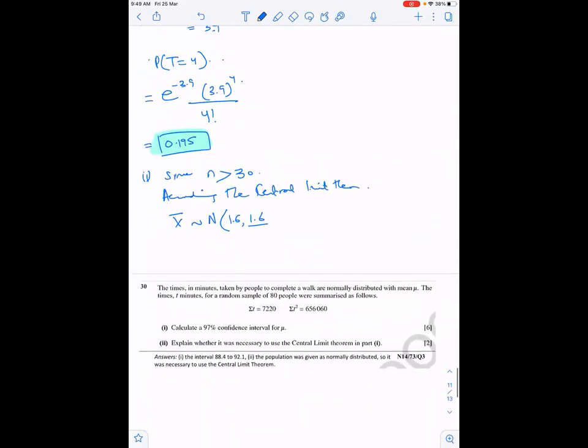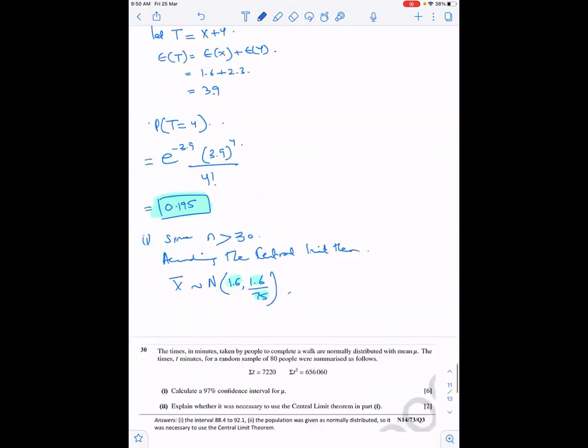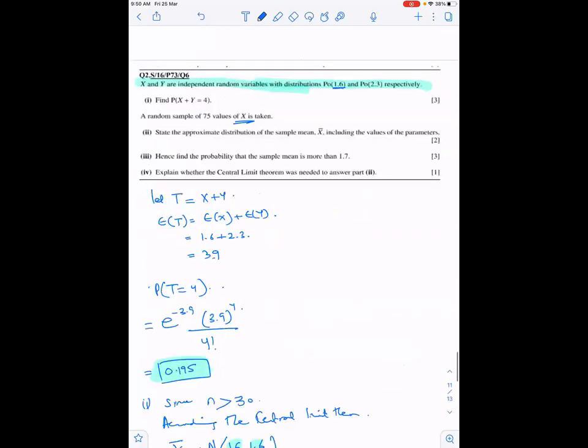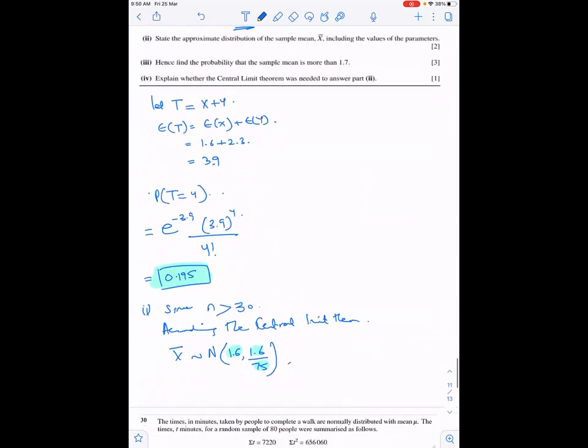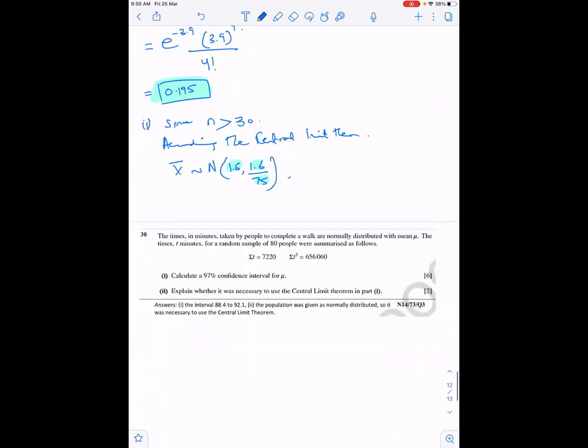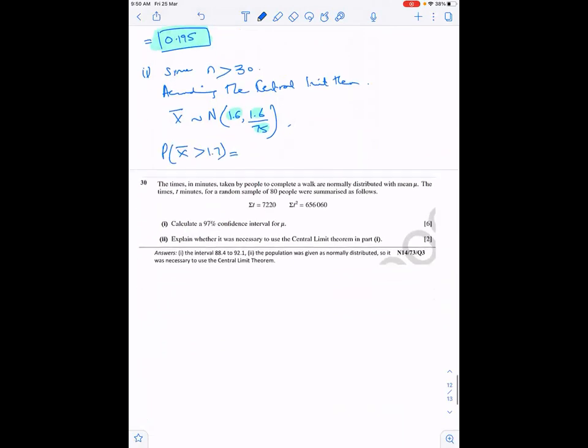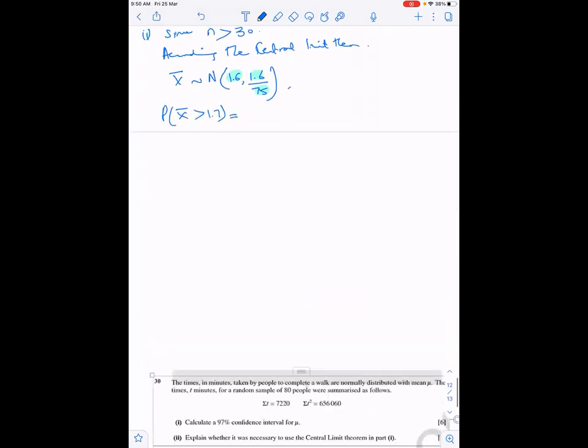You understand? What am I doing? Mean and variance is the same. That's why I wrote the same numbers here, but obviously the variance has to be divided by the sample size. So this is the first part done. This is for 2 marks. The third part: hence, find the probability that the sample mean is more than 1.7. So obviously you have to convert it to Z now.